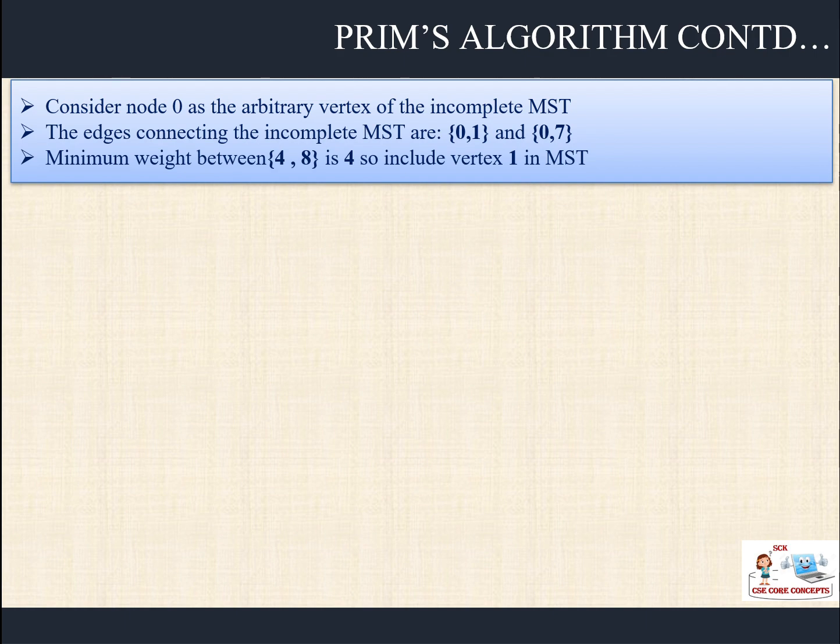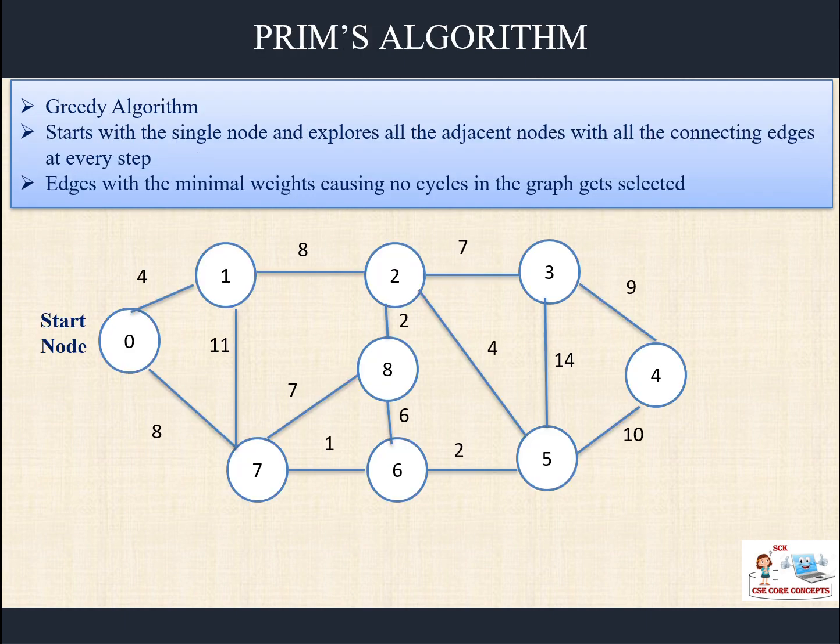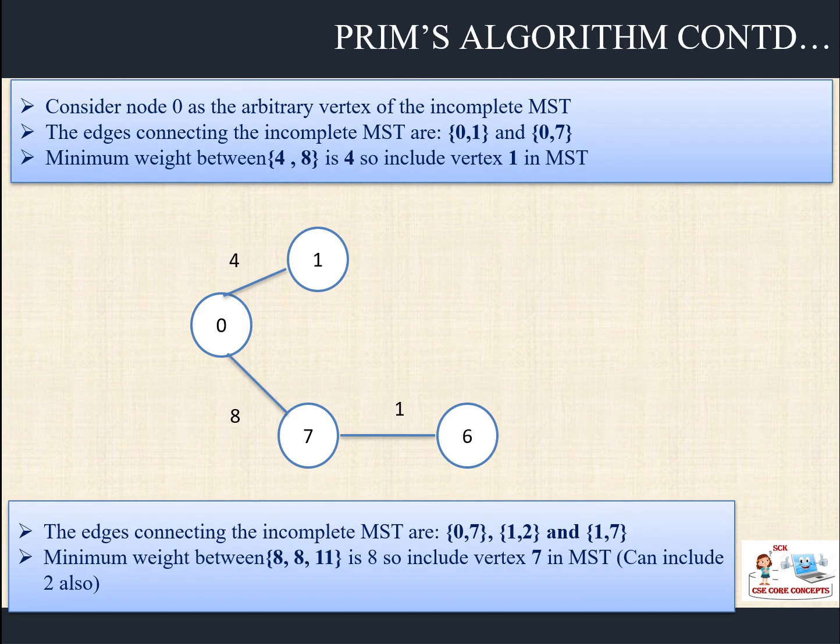So which neighbors are remaining? Let's see. I cannot use 8 to 7. I cannot use 8 to 6. That's fine. I cannot use 8 to 2. Right. So what will I do over here?